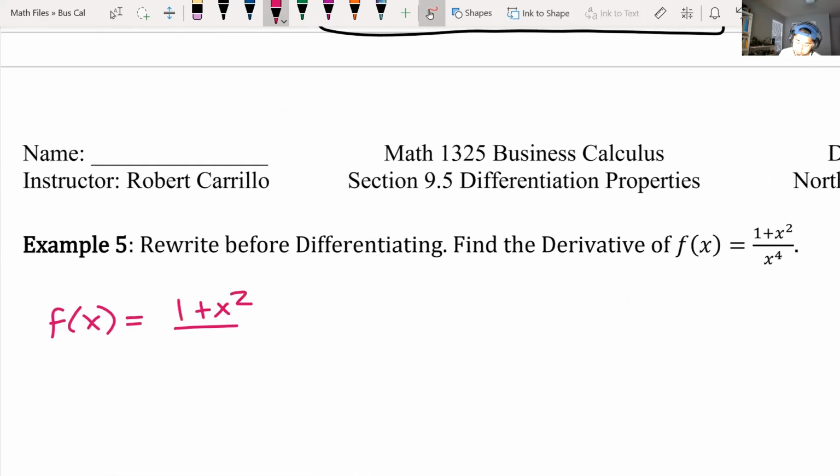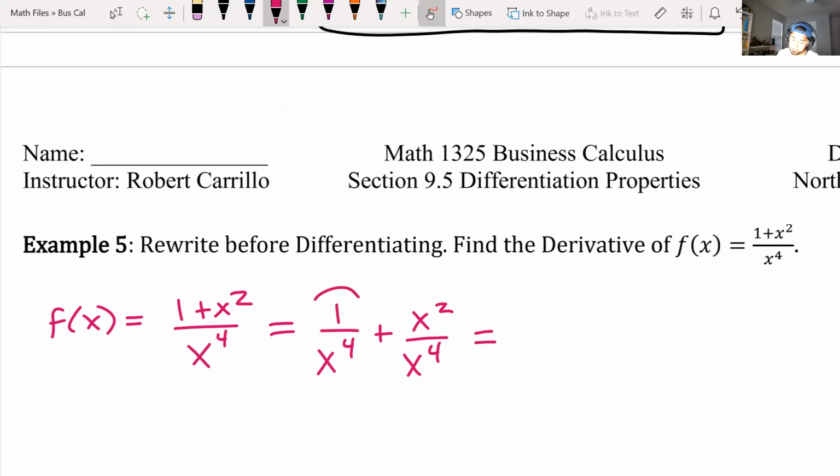Two. Are they over the same denominator? Yes. Which means how many fractions can I split this one fraction into? Two. I can rewrite this as 1 over x to the fourth plus x squared over x to the fourth. And now I'm going to simplify.